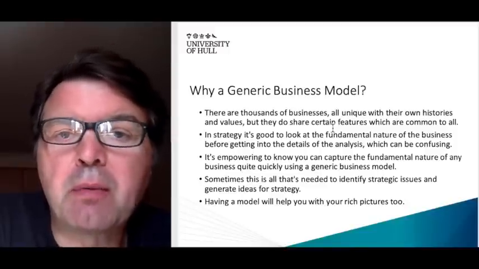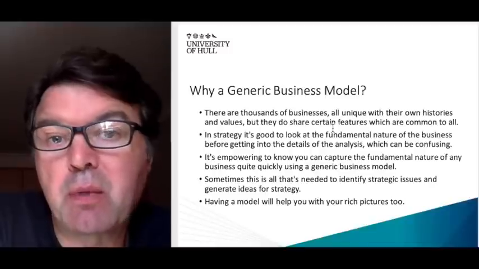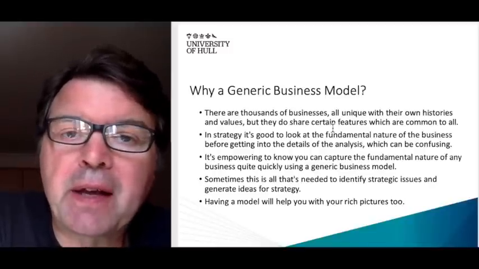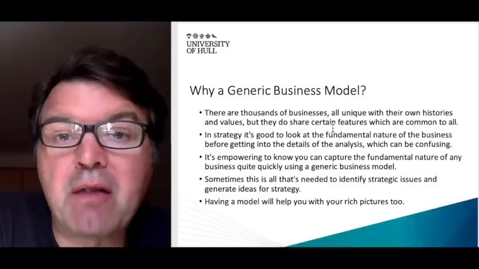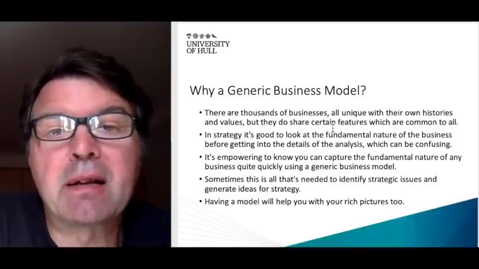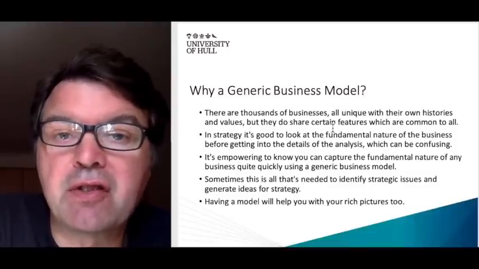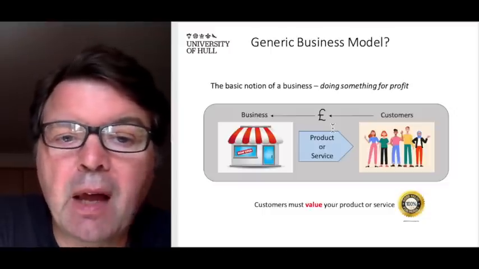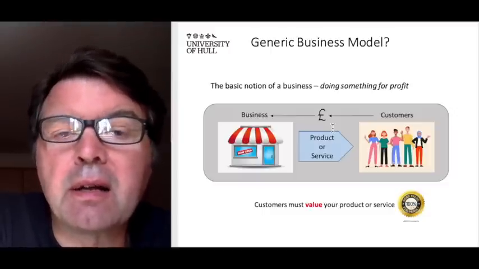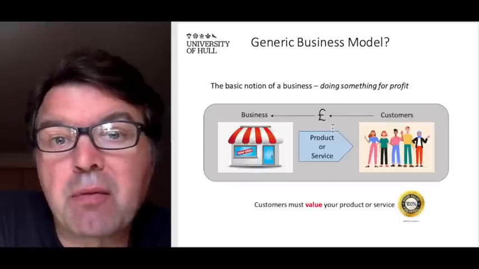And also, we spoke about rich pictures in one of the other videos. I think it helps a lot to create rich pictures if you have a basic fundamental idea of a general generic business model. Okay, so let's have a look at what that general model might be.